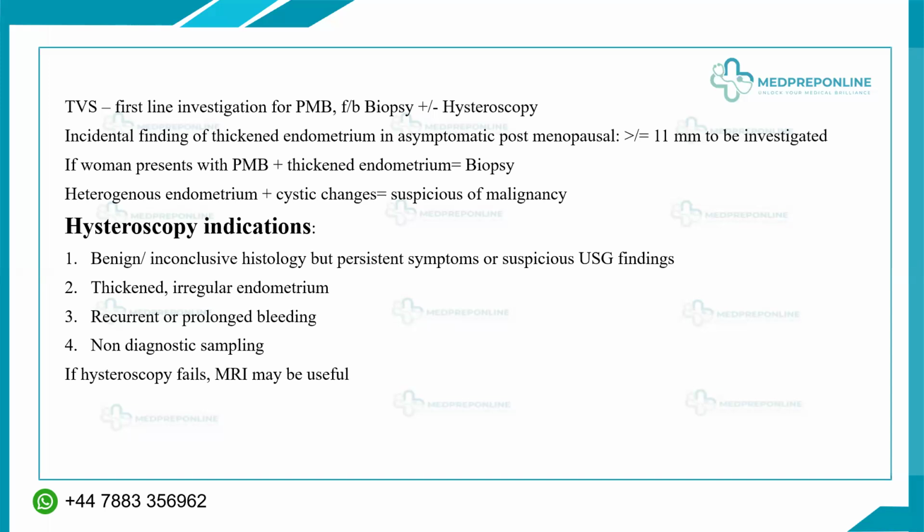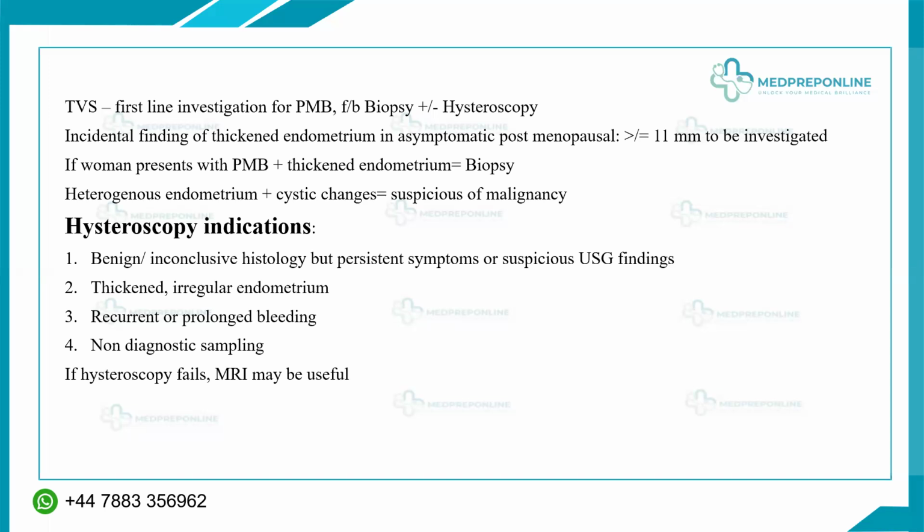All right. And another important thing you have to remember is if you get a heterogeneous endometrium on the TVS, as well as a cystic change in the endometrium, then this is more suspicious of a malignancy. Now, hysteroscopy will only be done in the following indications, and please remember these because they are potential questions for your exam. If you get a benign or inconclusive histology but persistent symptoms, so the patient keeps coming back to you with irregular vaginal bleeding, or like we discussed, you have ultrasonographic findings of heterogeneous endometrium plus cystic changes, but your histology, that is the pipelle biopsy which you've done, has come out to be inconclusive, right?